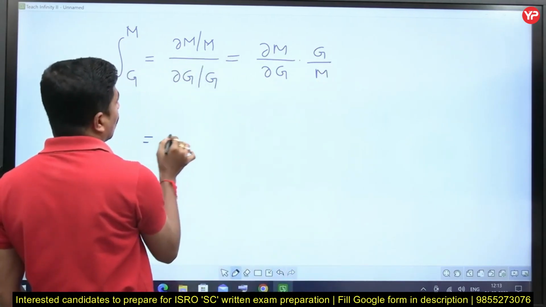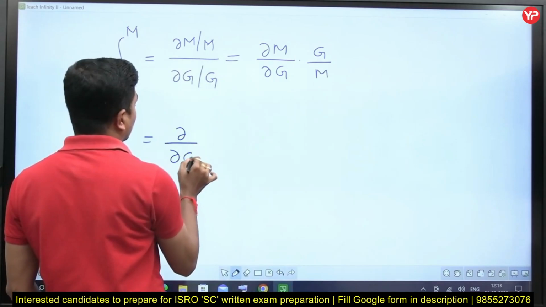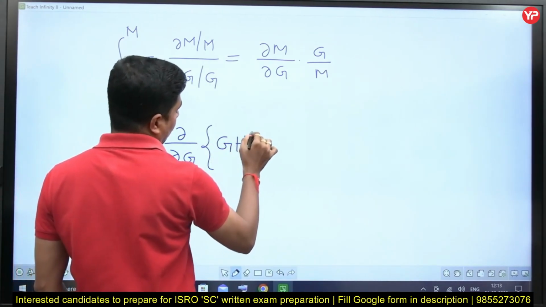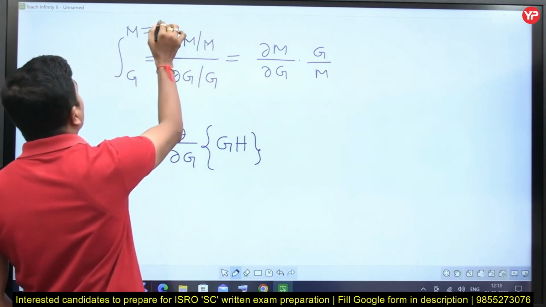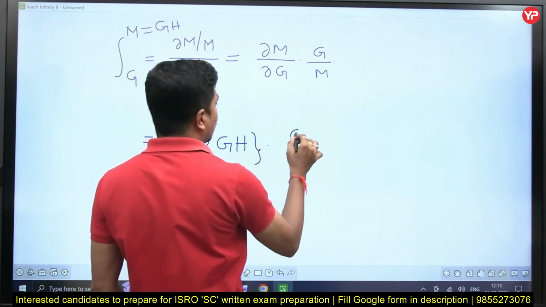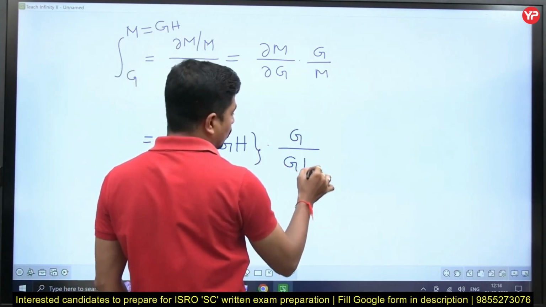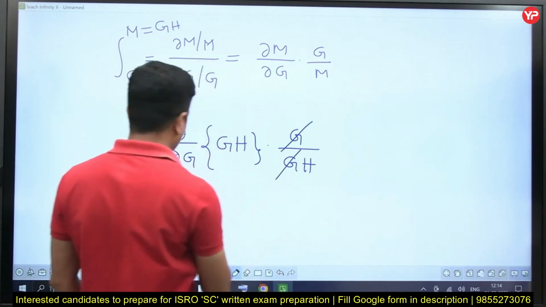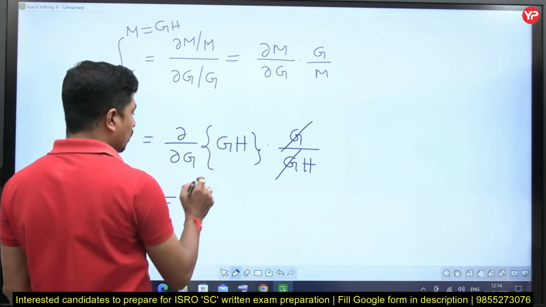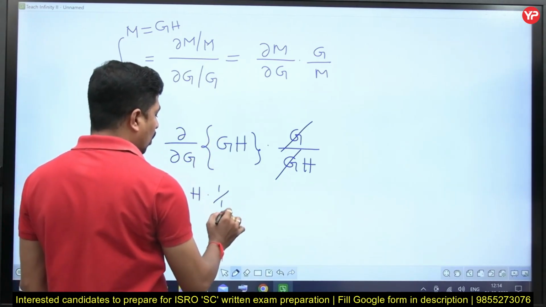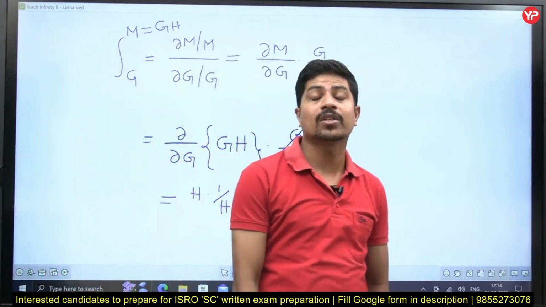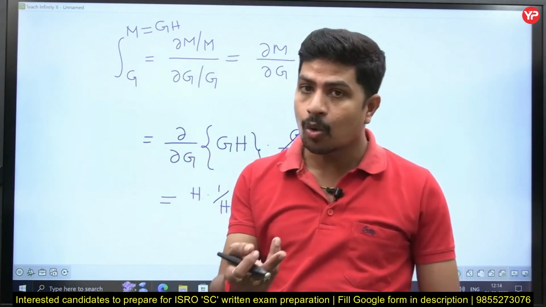That is equal to dou by dou G into M, where M is what? M is GH here. For OLTF we are finding, M is GH, open loop transfer function is G into H, into G by M, which is GH. Right? This G gone. Sensitivity of GH with respect to G will be H into 1 by H, that is equal to 1. Sensitivity of open loop transfer function with respect to variations in G is equal to 1.